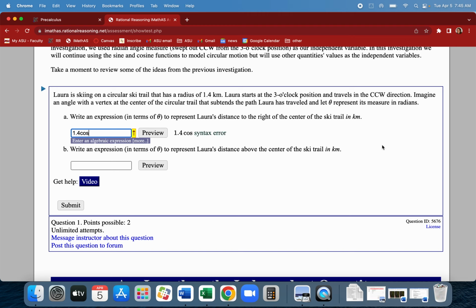Oh, by the way, if you want to type in theta, all you have to do is type in theta, and it turns it into a theta. So that's kind of fun. You don't have to use the math palette to do that. Yeah?